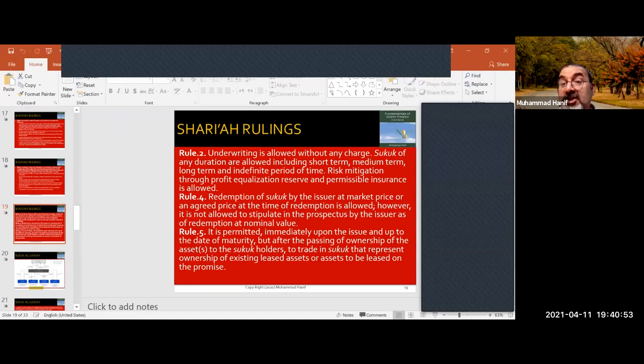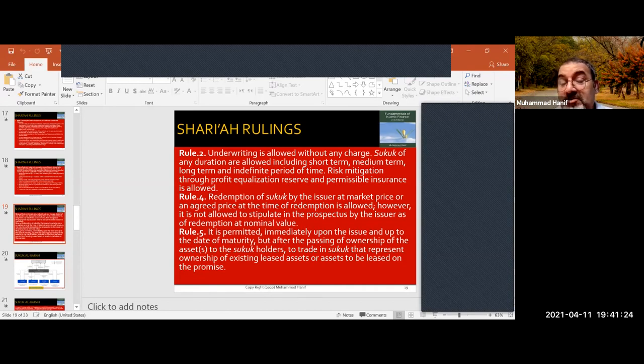Underwriting is allowed without any charge. Sukuk of any duration are allowed, including short-term, medium-term, long-term, and indefinite period of time. Risk mitigation through profit equalization reserve and permissible insurance is allowed. Redemption of Sukuk by the issuer at market price or an agreed price at the time of redemption is allowed. Redemption means when you are calling back the Sukuk and giving money to the Sukuk holders.